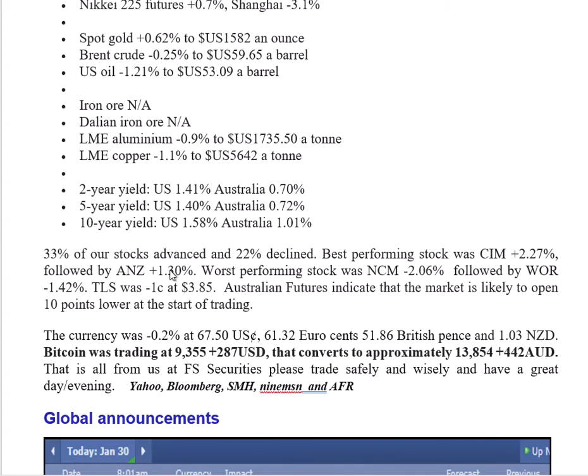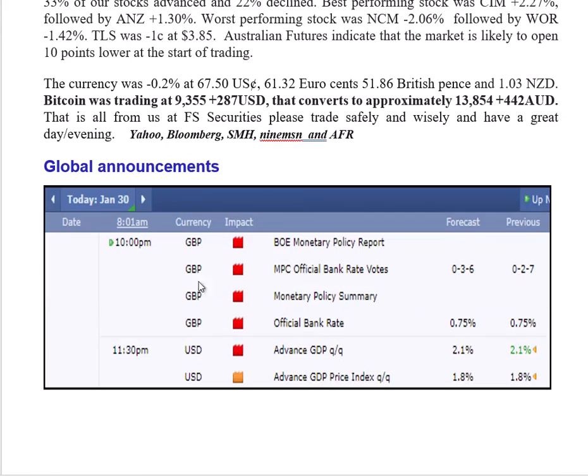But we also show you more information about the 33% of our stocks that advanced and 22% that declined, the best performing stock and also the worst performing stock. And because all our listeners and audience like to know what's going on with Telstra, we've got Telstra's price on a daily basis. We also tell you about Bitcoin, for people who are trading Bitcoin, what happened to Bitcoin overnight.